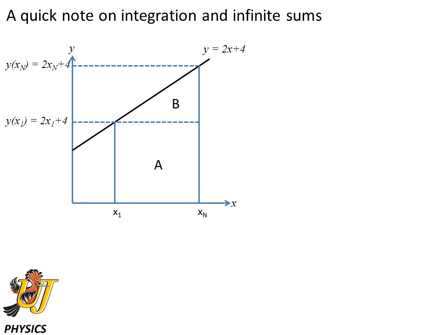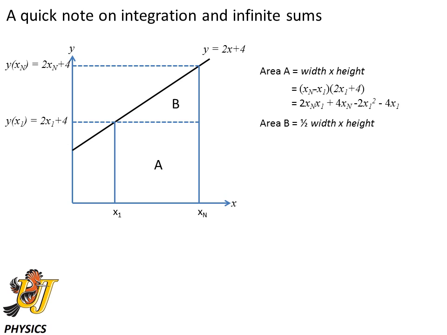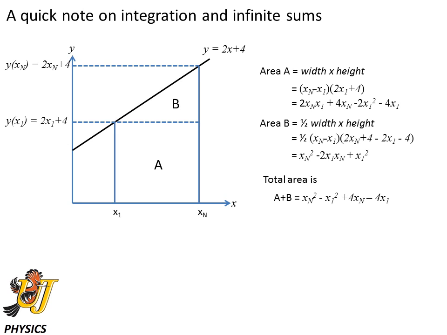We can start by dividing this area into a rectangular area A and a triangular area B. The rectangular area A is just given by the width of the rectangle times its height, which is given by this expression. The area of the triangle is just given by a half times its base times its height, which is given by this expression. We can add these two individual areas together to get the total area, giving us this expression in terms of x.